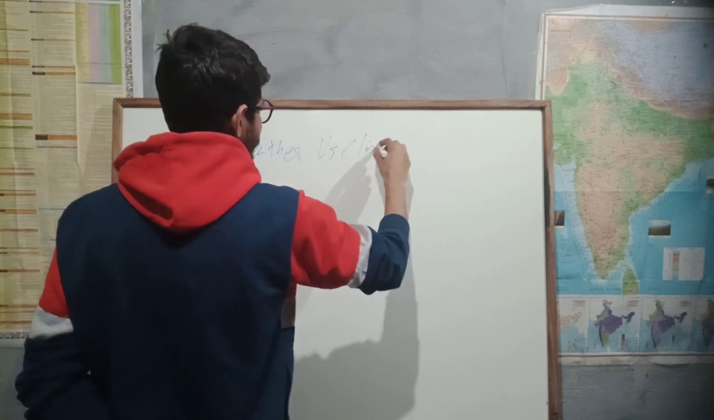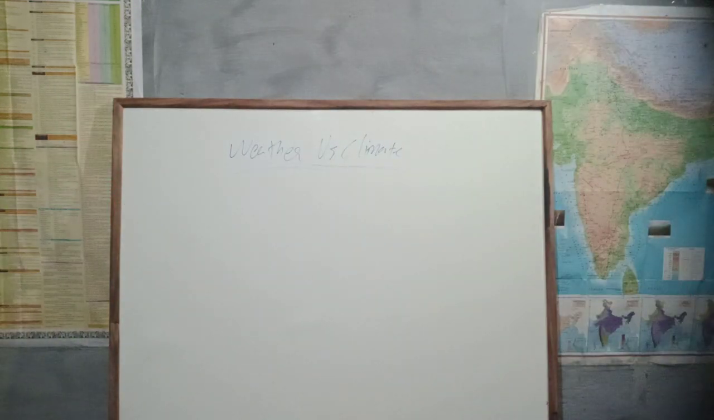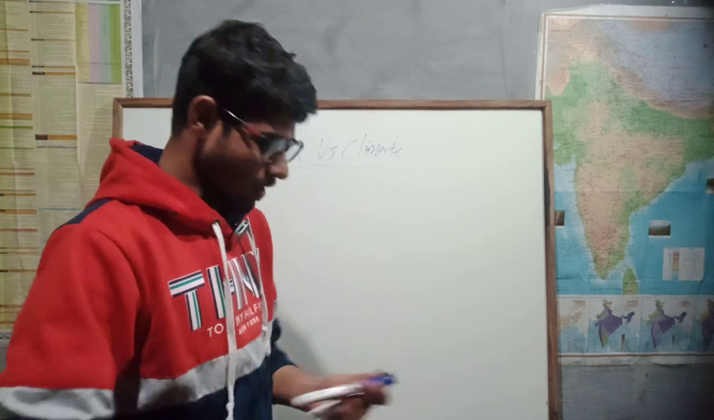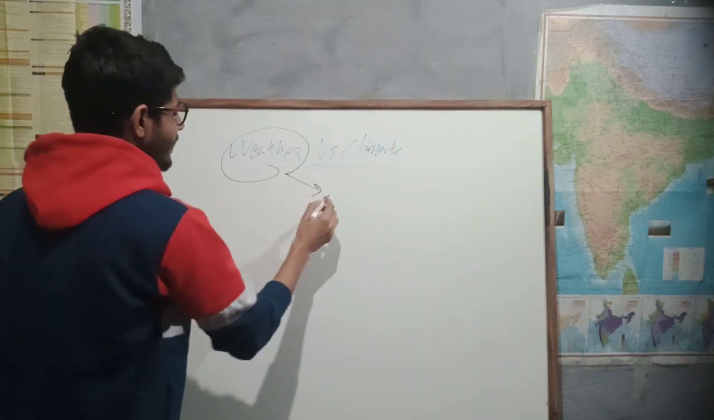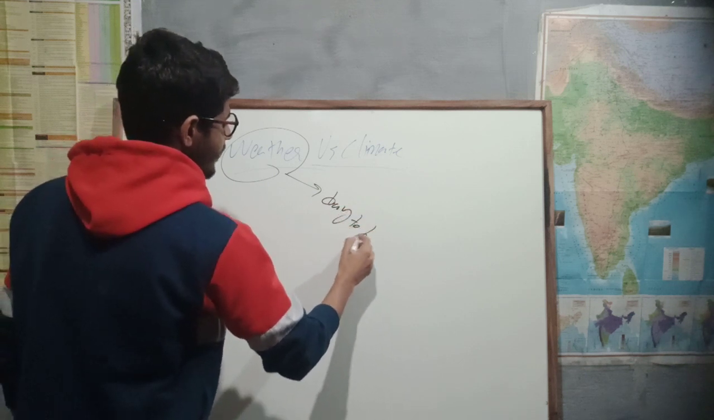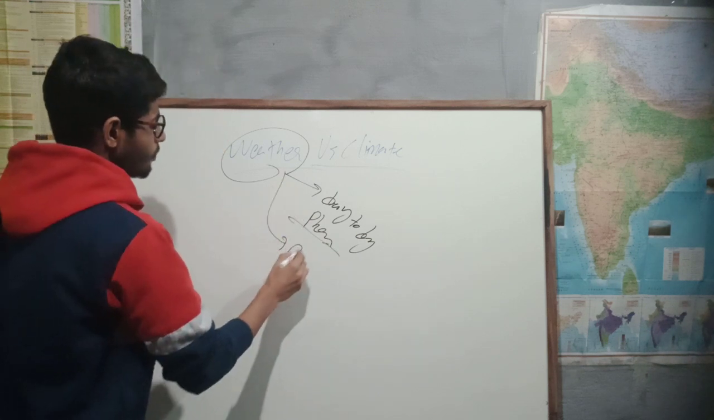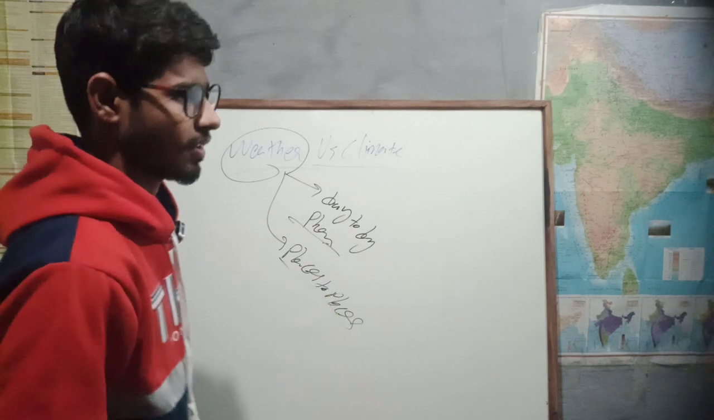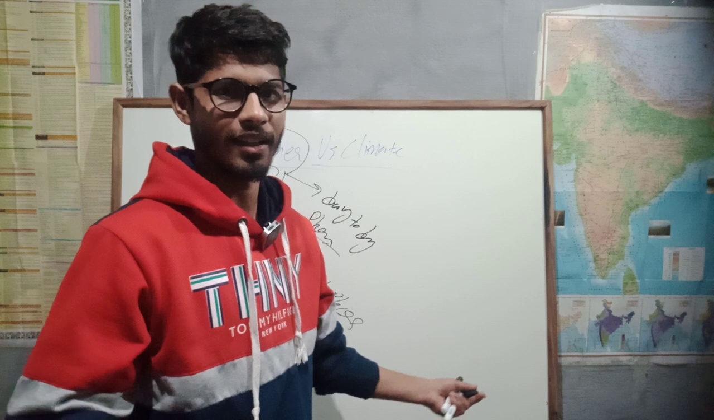Weather versus climate. Think about that. What do weather and climate mean? Let's discuss weather first. Weather is a day-to-day phenomenon, and it varies from place to place. Have you ever heard someone say the weather of today is like this or that?